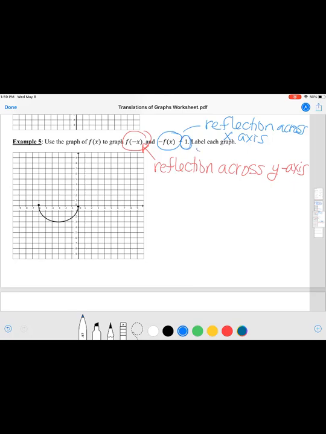But then we also have this here. When you add something to the outside of your function, to the entire function, not inside with the x, that means we're going to move it up 1 unit. So in that second function, when we graph the blue function, we actually have 2 things to do. The red function, we're just going to do a reflection across the y-axis. So all my signs for x are going to get switched.